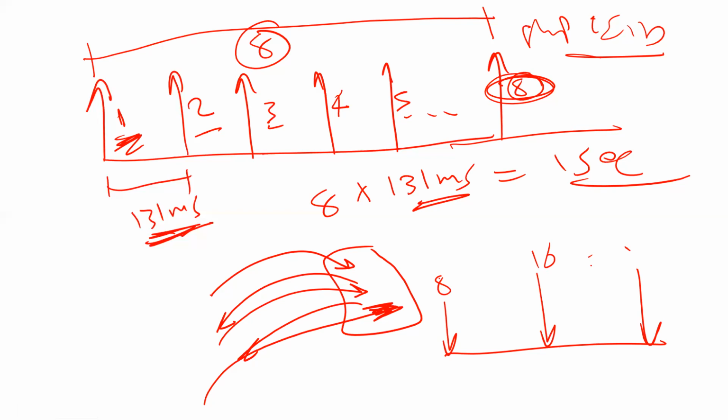Using the same idea, if I want to make flashing every half a second, that means it has to be every 4 interrupts, because 8 interrupts are going to make 1 second. So 4 interrupts are going to make half a second.